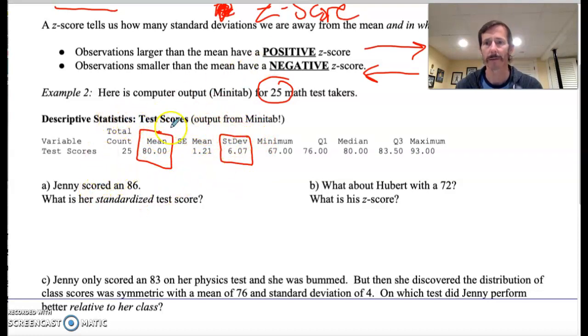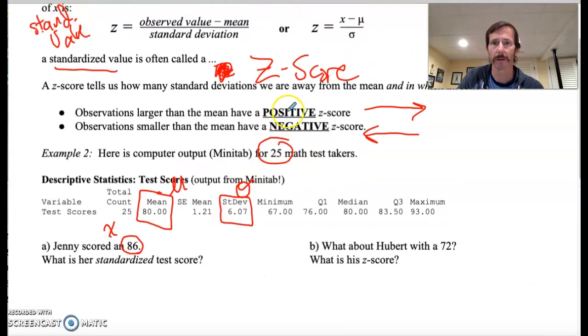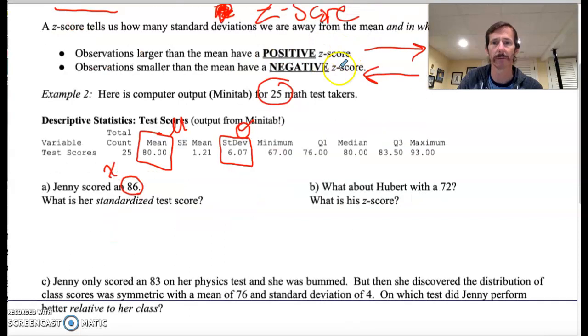And these are test scores. Some individual scored 86. That's the individual's test score. So that's our X. This is going to count as our mu, and this is going to count as our sigma in our formula. And if I want to know her standardized test score, it's going to take her 86, and then tell me how many deviations above or below the average she is. So that formula was right up here. I'm just going to use this, and I'm going to fill in these numbers.